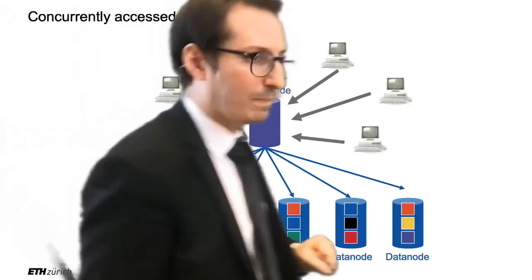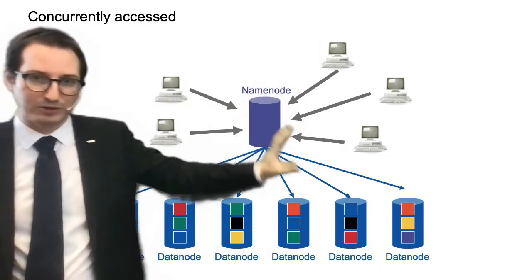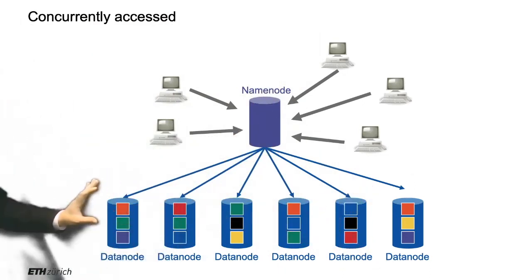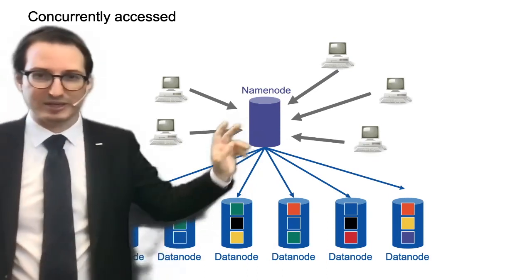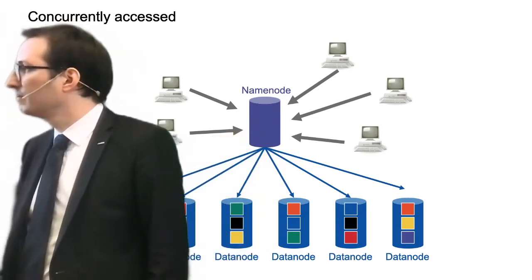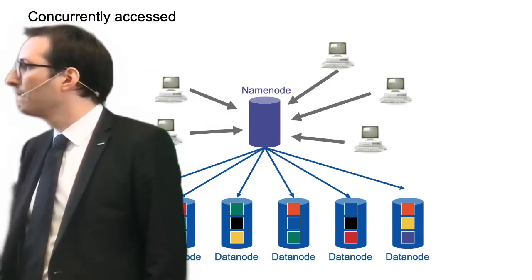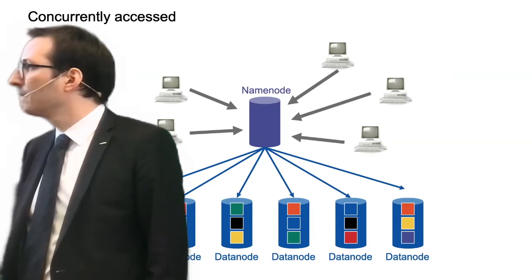Okay, so we have this architecture where we have the name node and all of the data nodes that are right here that are accessed by people. Yeah, there's a question on Zoom. Is the name node like a centralized node metadata store? And is it replicated?